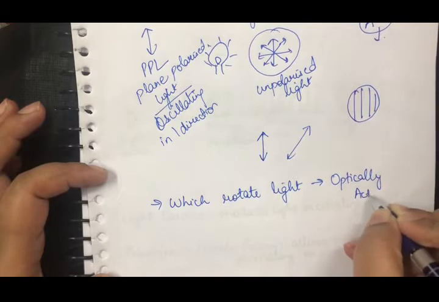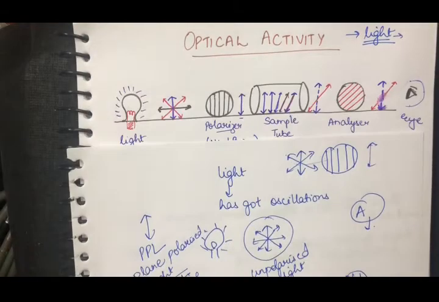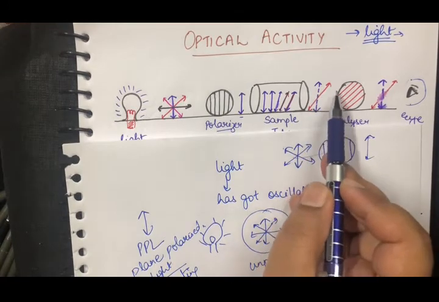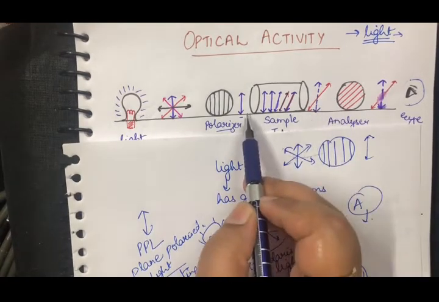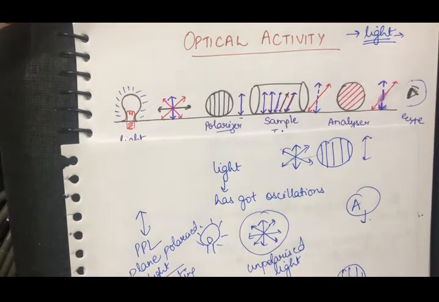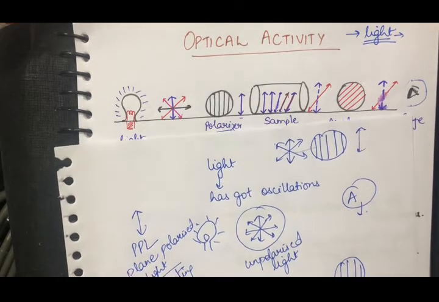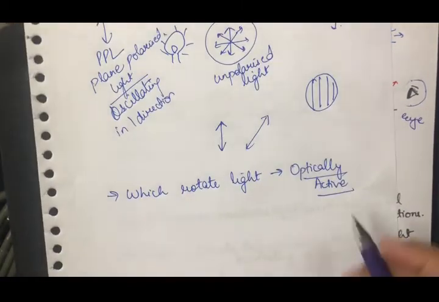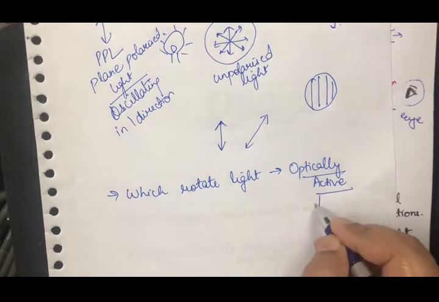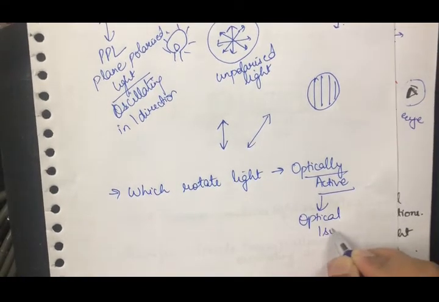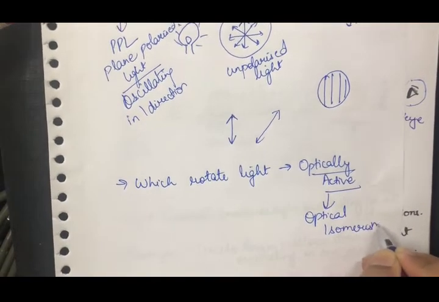तो यहीं से एक बात हमें क्लियर है, that if the light that was coming out from the sample tube was in the same direction as it went inside, तब हम उसको क्या कहते हैं, it is optically inactive. But since it has changed or rotated the direction of light, we call it as an optically active compound. And any compound which shows this optical activity, this phenomenon is called as optical isomerism.